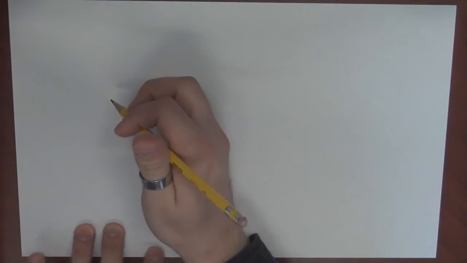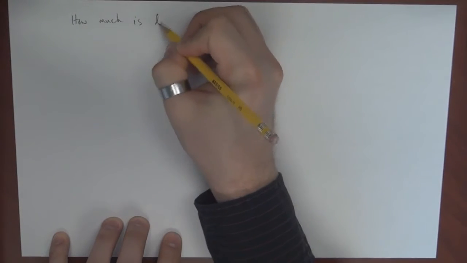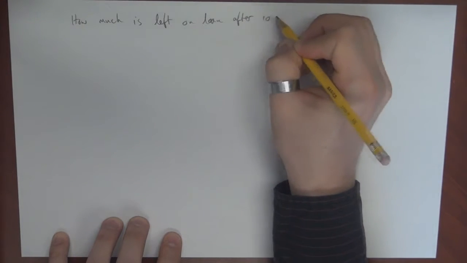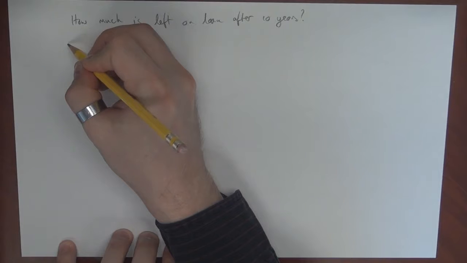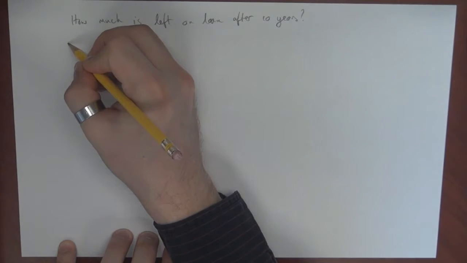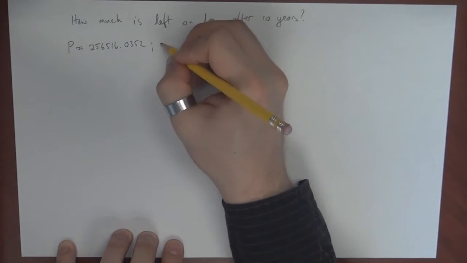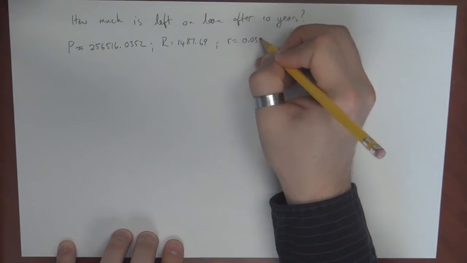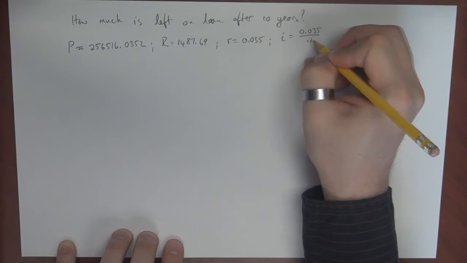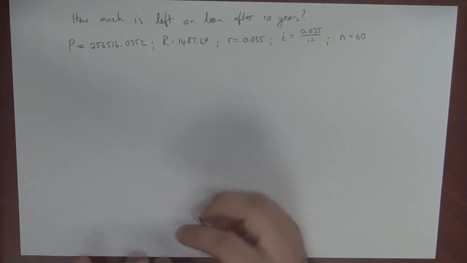So I have one more change, but in order to do that, I have to see how much is left on the loan at the 10-year mark. After 10 years, how much is left on the loan? So now my loan amount that I start the second phase with is 256,516.0352. My payment is 1487.69. My interest rate is 3.5%. Adjust that to a monthly, and I'm doing that for 60 months, a 5-year period from this point forward.